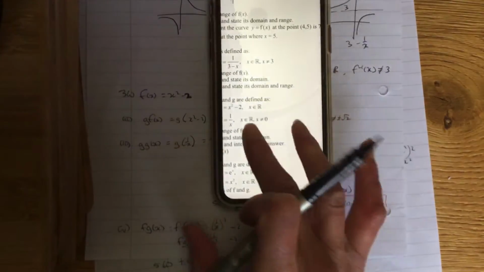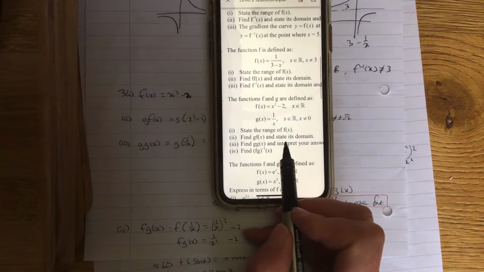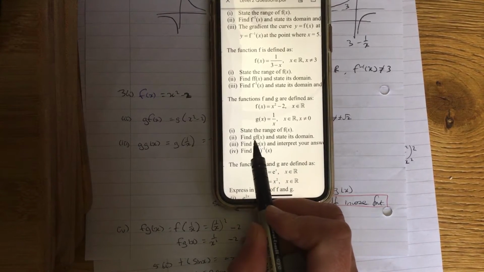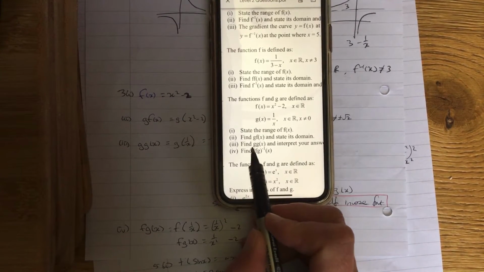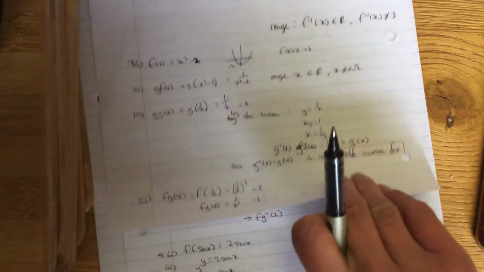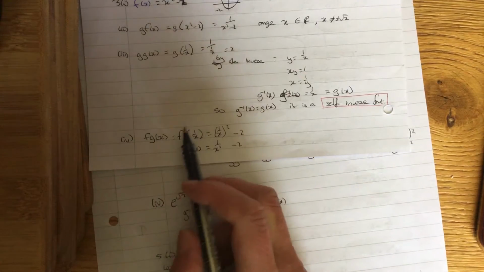Question 3. It's not too bad. So just draw your graph to get the range. F goes into G, G goes into G, and then we'll look at part 4. So the first few should be fine to work your way through the answers there.